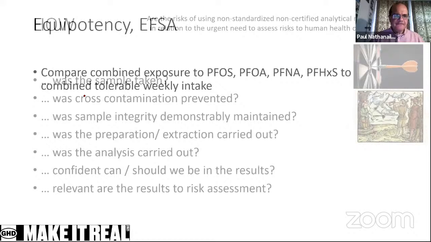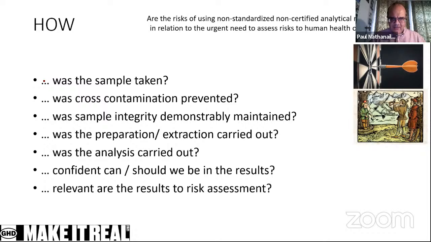All that presumes that we are able to test and sample and analyze in a consistent way, and that we are able to use, because the technology is developing all the time and the methods are developing, non-standardized, perhaps non-certified methods of analysis. But it's really important to document how things were done so that an evaluation can be made that you have got real concentrations and it's not just a consequence of contaminating your sample from something else.